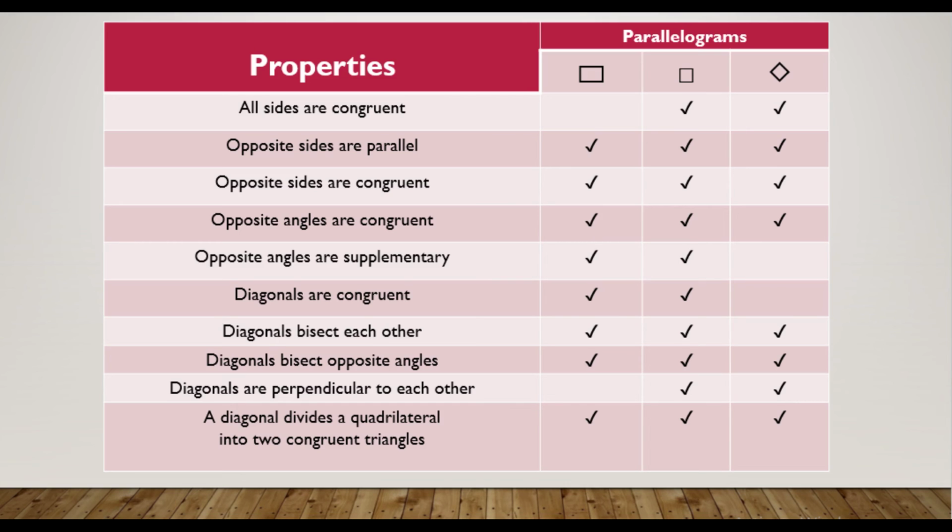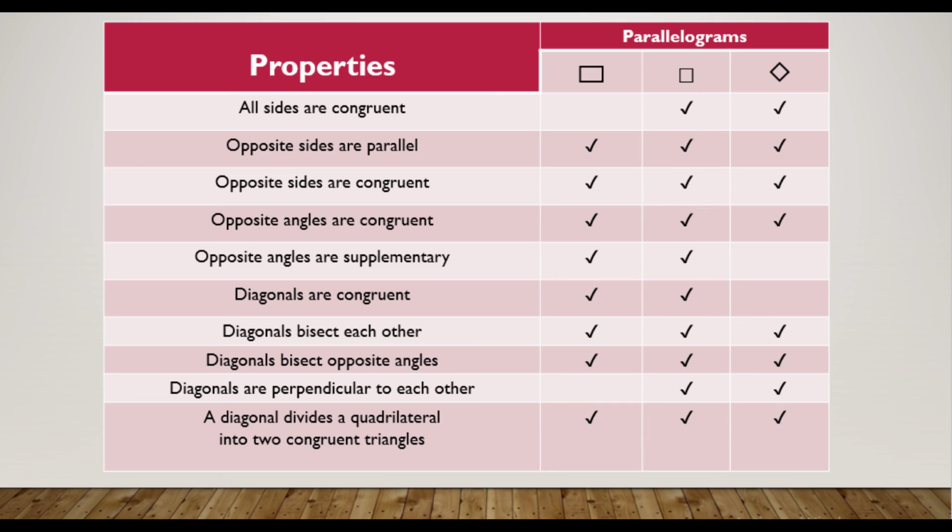For the eighth property, diagonals bisect opposite angles. The eighth property is a consequence of the seventh property. In a quadrilateral, when two diagonals bisect each other, the consequence will be that the opposite angles will be bisected into two congruent angles. So in this property, all of them qualify.